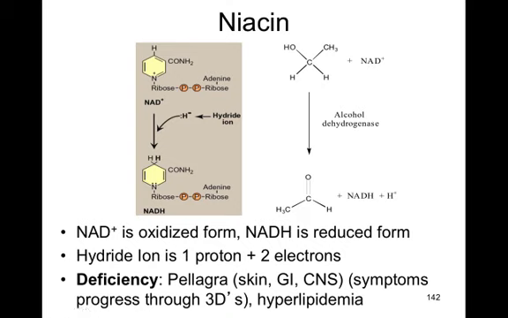The deficiency resulting from niacin is more commonly characterized as pellagra. Pellagra is a disease involving the skin, the GI tract, and the central nervous system. It is more commonly known as the disease of 3 Ds. When it comes to the skin, it's dermatitis. For the GI tract, it's diarrhea. And for the central nervous system, it's dementia. And if gone untreated, pellagra can often result in death.